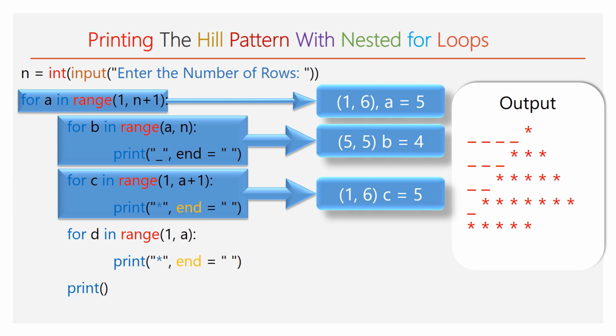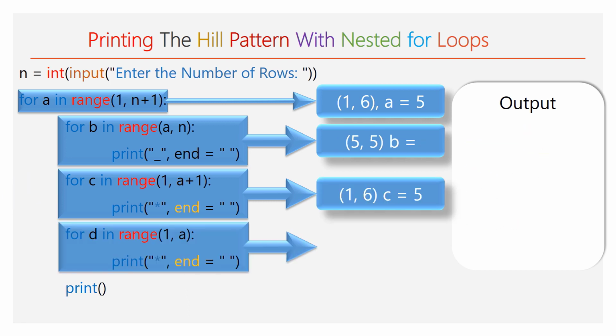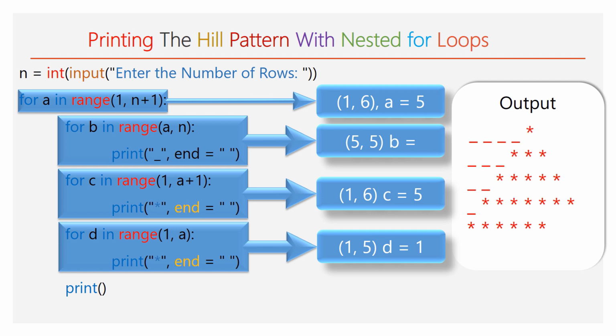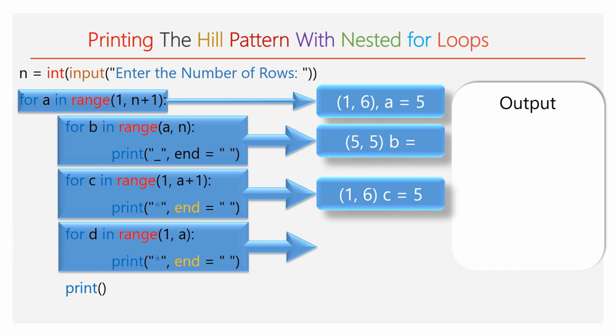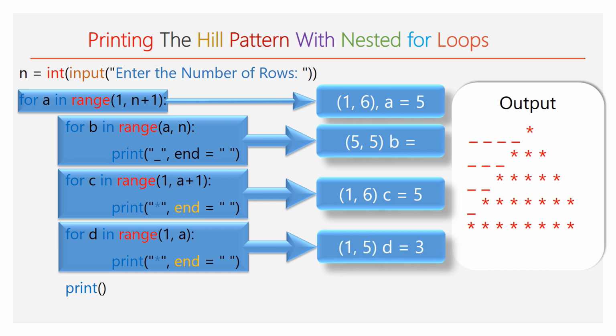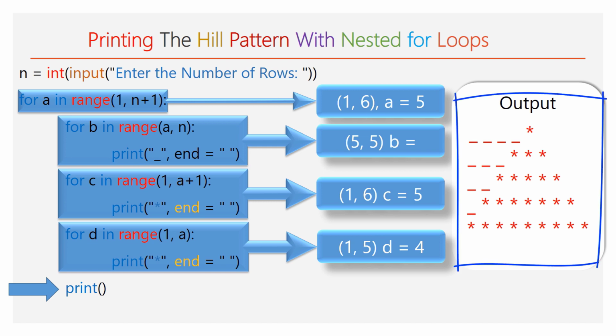Fifth iteration, 5 stars. Next, the execution will come to third inner for loop. It will have the range 1 to 5. This loop will iterate for 4 times. During each iteration, 1 star is printed in the output. Because of third inner for loop, 4 stars are added in the output. Finally, print function is executed. The cursor will move to next line, and this is the final output that you are going to get with this code.